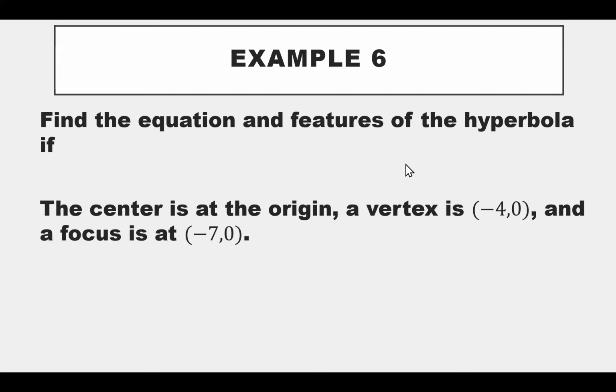Let's do one more example where we find the equation and the features of a hyperbola. In this case, my hyperbola is centered at the origin. We're going to have a vertex at negative 4, 0 and a focus at negative 7, 0. Go ahead and push pause on the video and try this on your own if you'd like, and then I will show you how it's done.